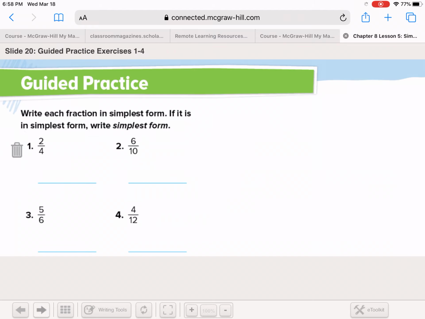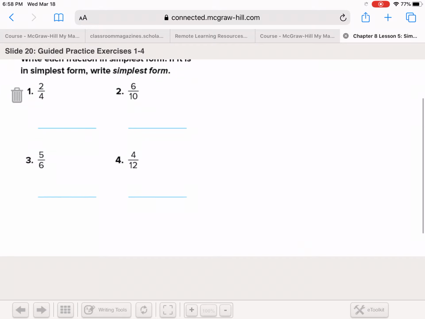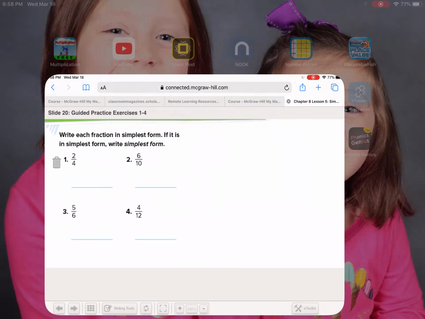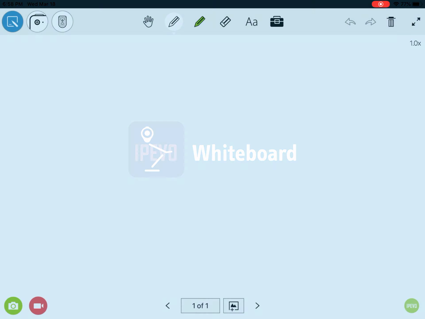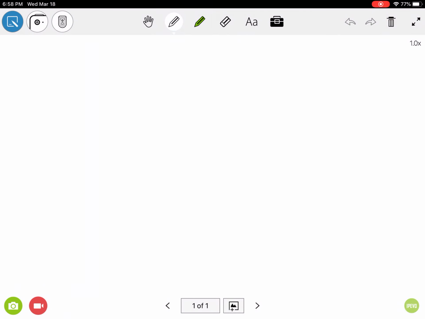Okay, here's the guided practice. We'll see if it will let me draw on here. Hold on a second. I'm going to use this board because I know this works. And I'm going to write my guided practice here for you. Agnes uses this all the time, so you have to excuse it.